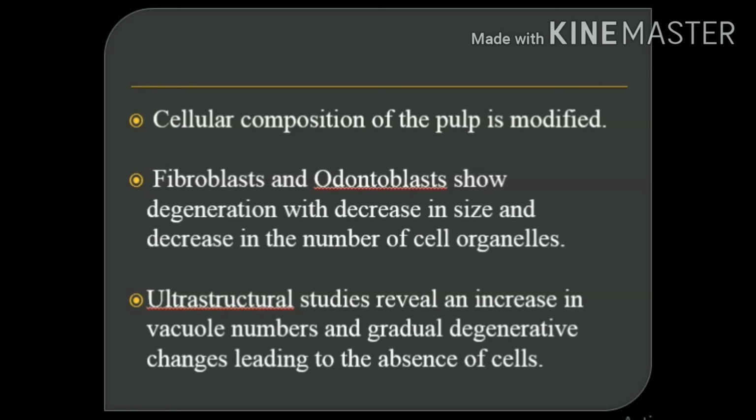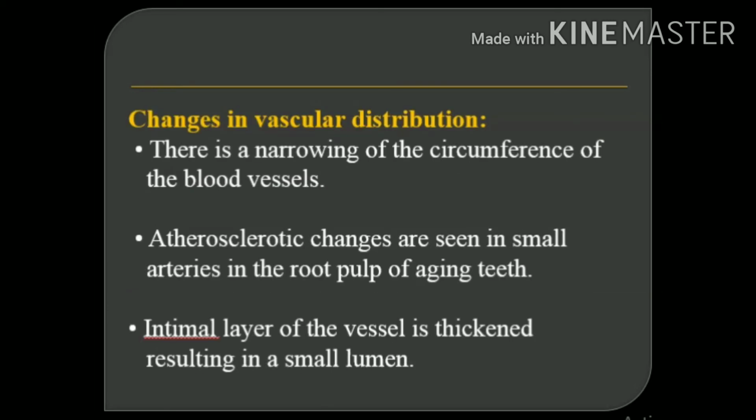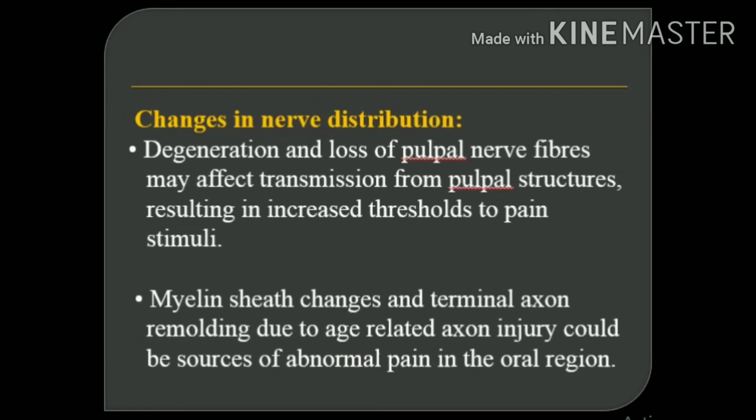Changes in the vascular distribution: there is narrowing of the circumference of the blood vessels, atherosclerotic changes are seen, and the intimal layer of the vessel is thickened, resulting in a quite small lumen. If we talk of the nerve distribution, there is going to be degeneration and loss of pulpal nerve fibers, and that can affect the transmission of pulpal structures, resulting in increased thresholds.